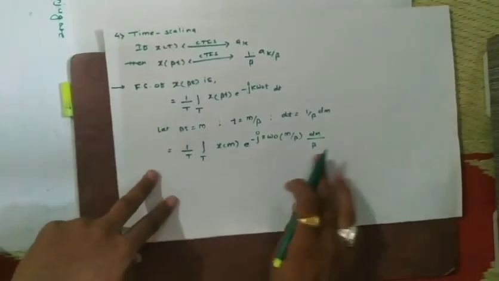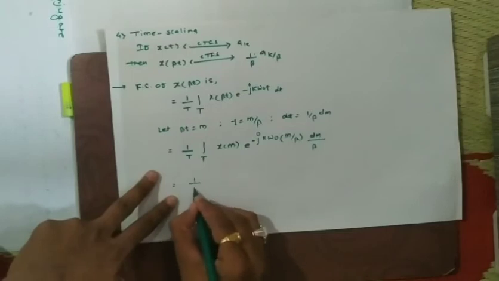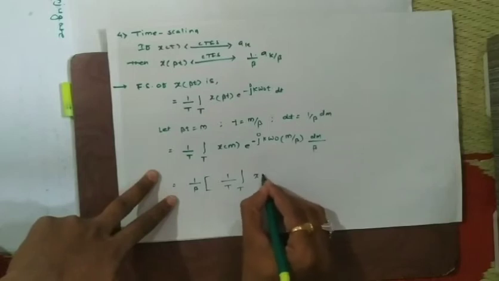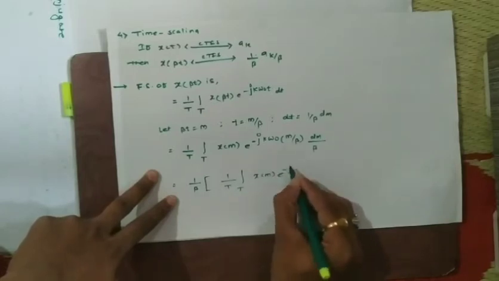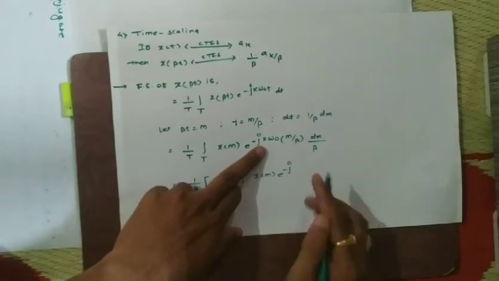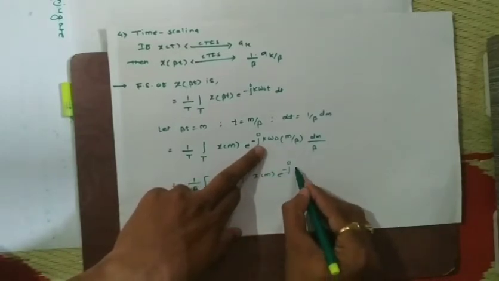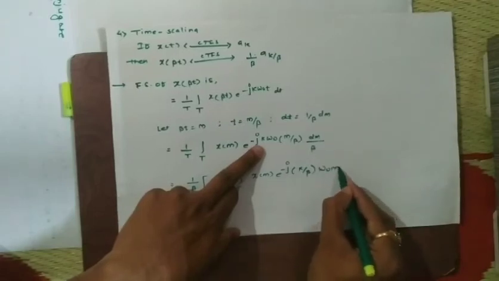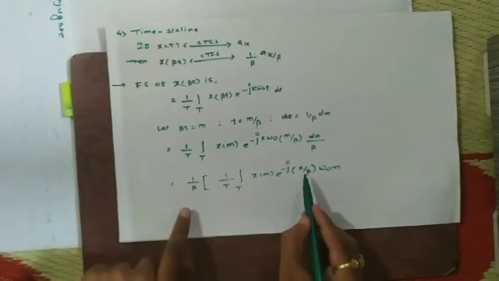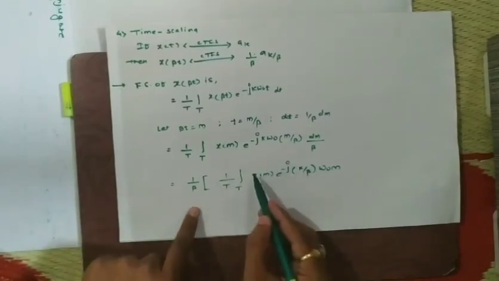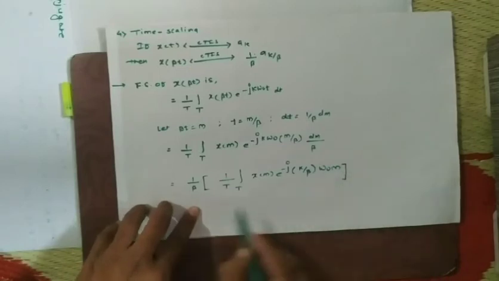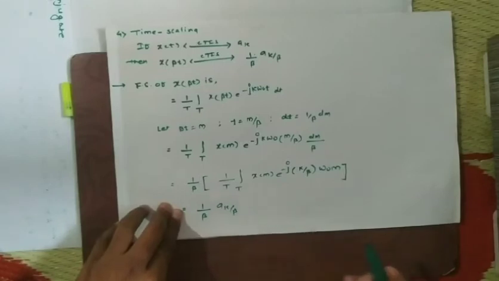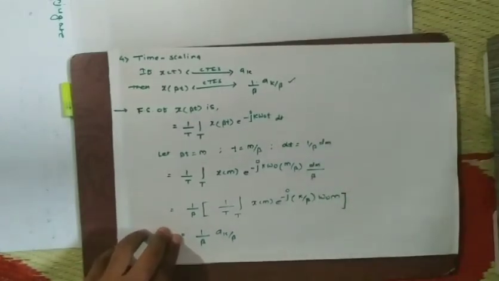Now we'll take this beta outside, so this is 1 upon beta, remaining whole terms as it is, 1 upon T integration, this is x(m) into e raised to -j. Now I am doing this adjustment. These entire terms are in multiplication, so we can write this as k by beta into omega naught into m. Now again the same formula. If it is k, this becomes the Fourier series coefficient a_k. If it is k by beta, definitely this becomes 1 by beta into a of k by beta. This is what we have to prove as the time scaling property.